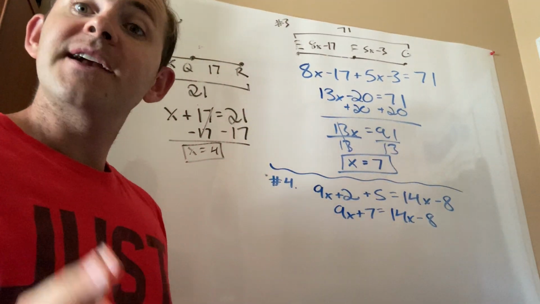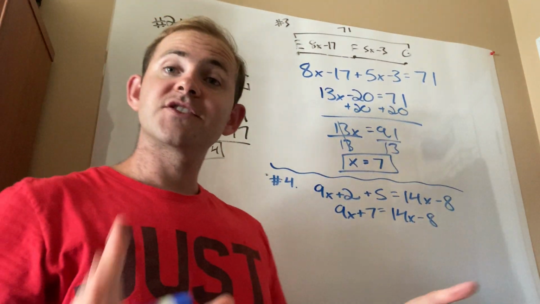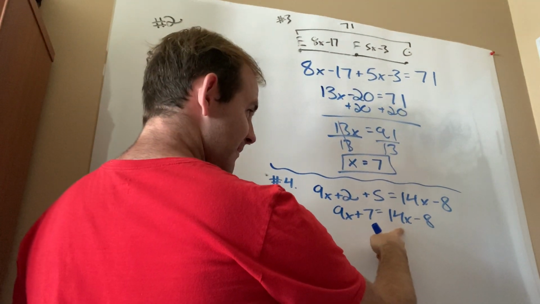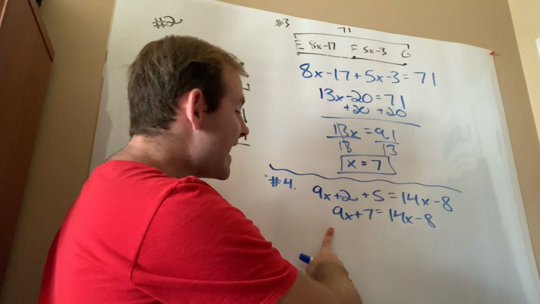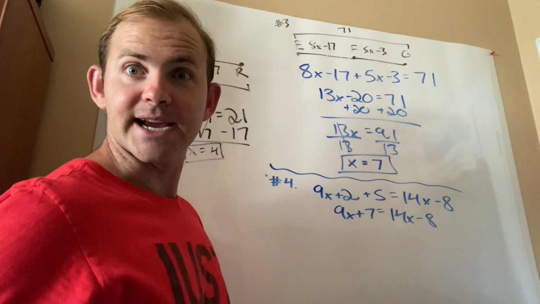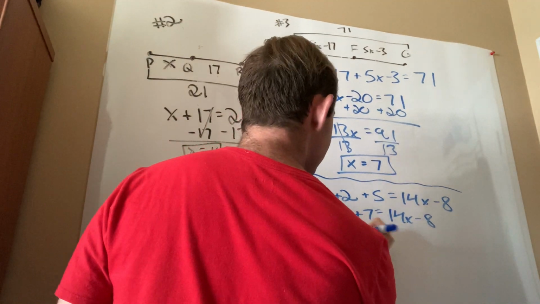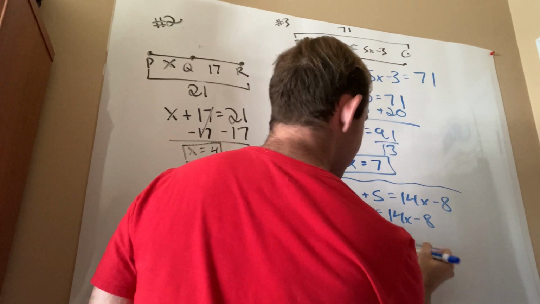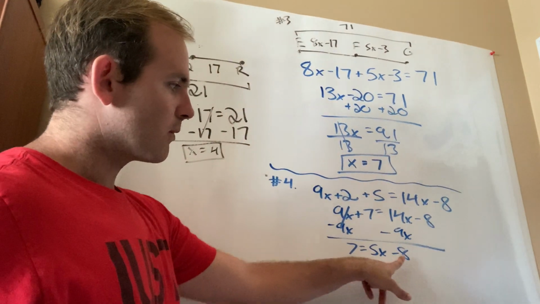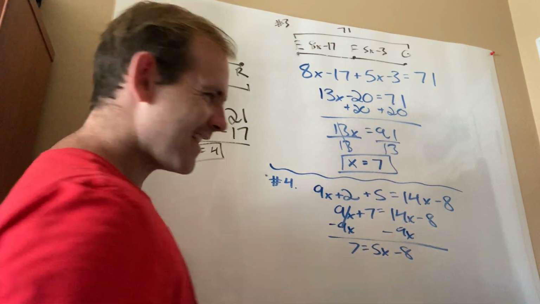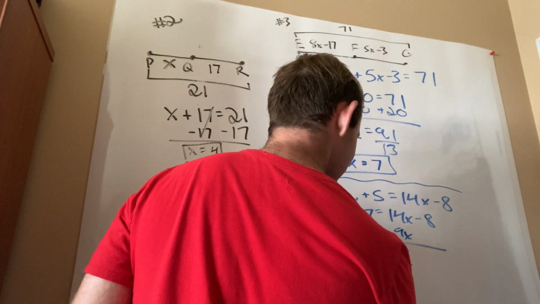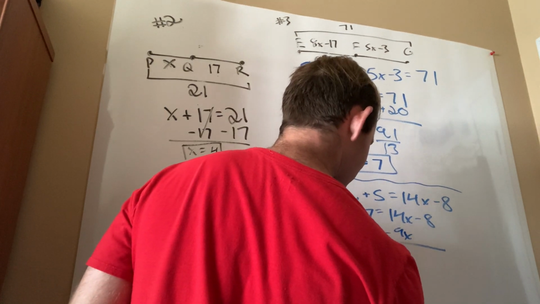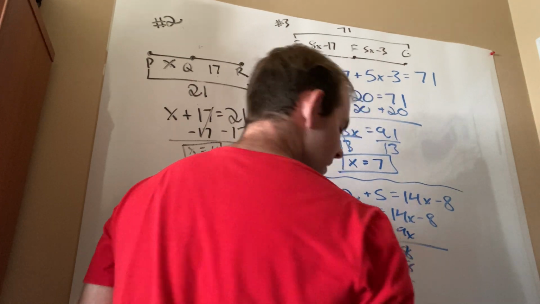With the algebra here, we got to make a choice. Would you guys rather get your x's on the left or the right? Well, I'm going to say I prefer to get them on the right, because if I try to get them over here, I would end up with a negative in front of the x. And I don't know about you, I hate negative numbers. So what I'm going to do is I'm going to minus 9x from both sides. So I get 7 equals 5x minus 8. So I got my x's on the right. Where do I have to move this now? To the other side by adding 8 to both sides. So I get 15 equals 5x, divide both sides by 5, and I get x equals 3.